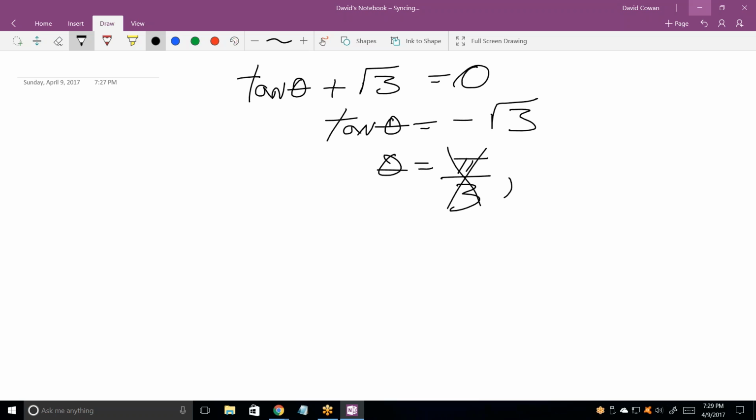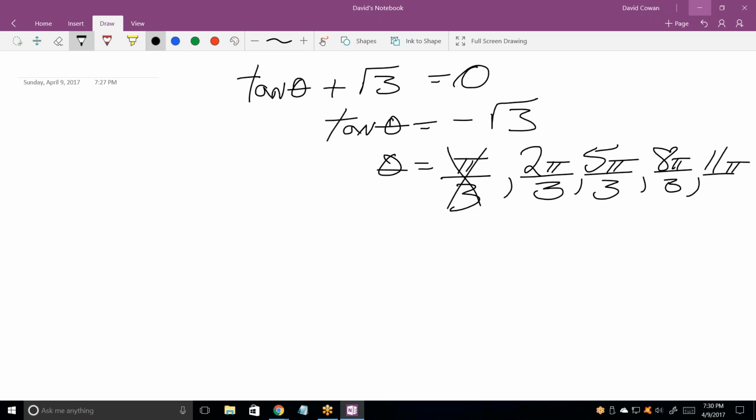2 pi over 3. And the fourth. 5 pi over 3. And since they want all real numbers, not just the unit circle, we need to do at least a couple more. What are the next 2 entries? 8 pi over 3 and 11 pi over 3. That should be enough to figure out our series.